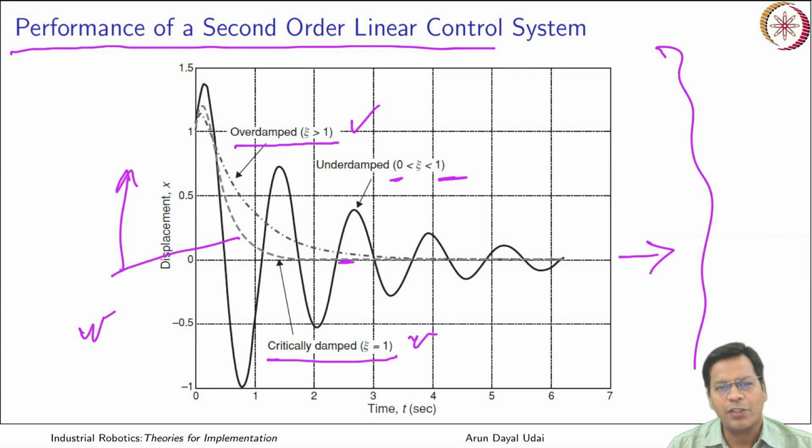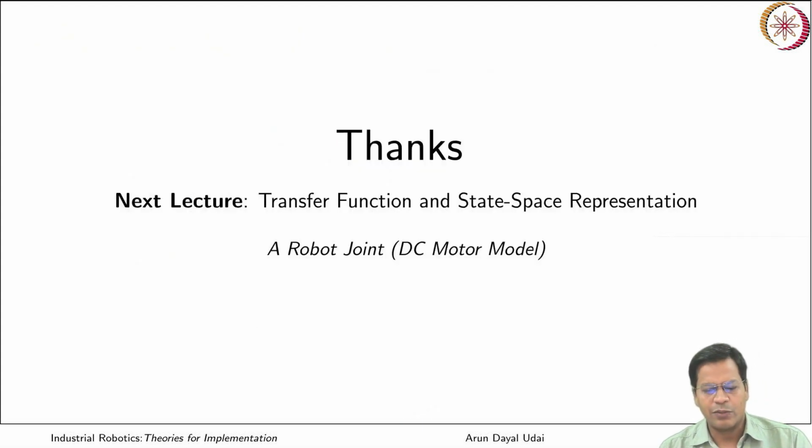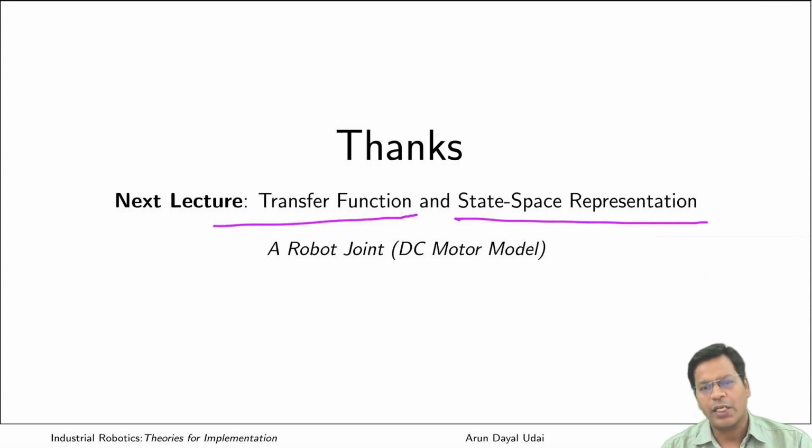Okay, so that's all for today. In the next class we'll see the transfer function approach and the state space approach of analyzing your system. We'll also look at a DC motor model of a robot joint, and we'll discuss further. So yes, that's all for today. Thanks a lot.